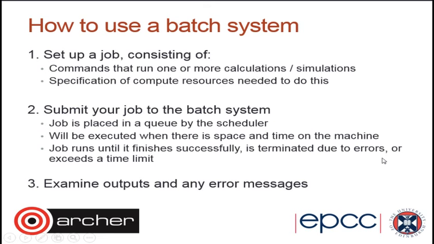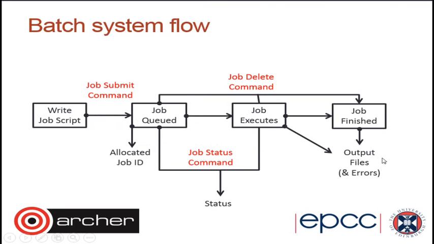The job runs until it hopefully finishes successfully. It could also be terminated before it finishes due to some errors, or it could be terminated because the commands that you gave to run your simulation end up taking 12 hours, whereas you actually only requested in your job specification to the scheduler for the job to run for 8 hours. So you've lost all that time, perhaps. The job might get terminated that way. Then step three, once the job finishes, you examine the outputs from your job and any error messages that might have arisen. So this is a visual representation of that kind of workflow, the batch system flow, typical setup.